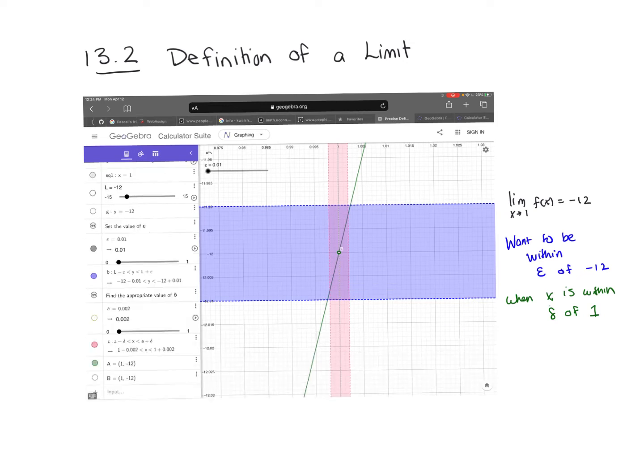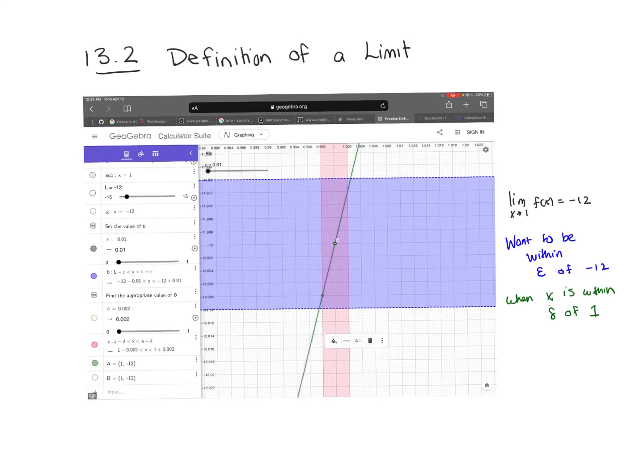And now in that red region, I can make my function values even that much closer to negative 12. So what we want to do is, for every distance away from negative 12, we call that distance our epsilon. So for every epsilon greater than 0, I can get my function to be that close to negative 12 by making my x value really close to 1, but not necessarily equal to 1. So that's the idea that we want to be able to use and make precise.